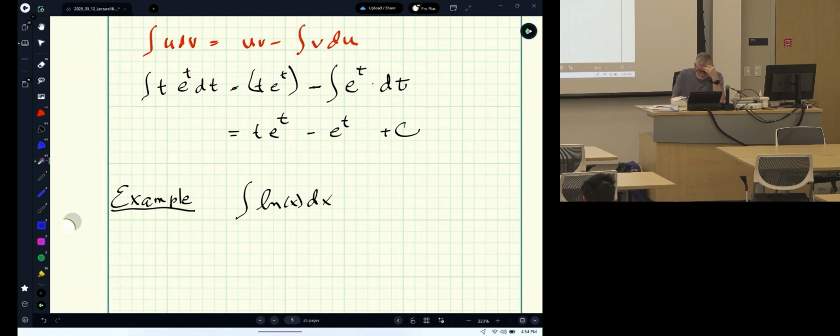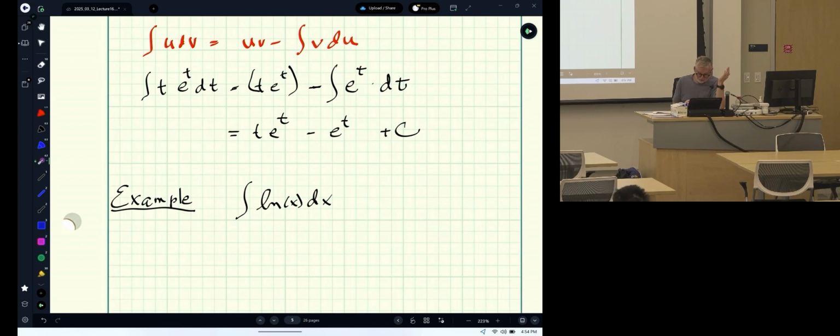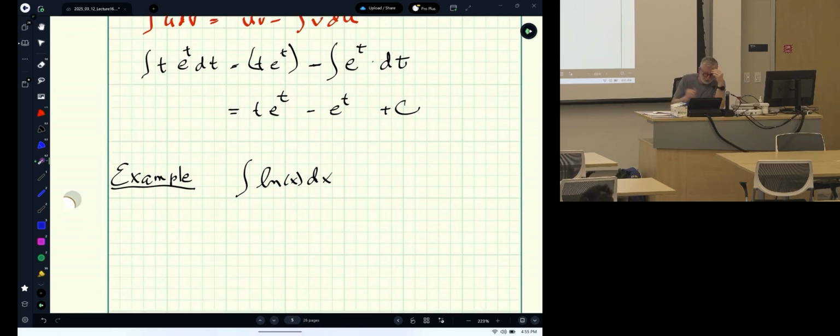Well, I don't want to integrate log of x because that's what I'm trying to do. So I can't let log of x dx be dv. So my only choice is to make it the u, and do I know how to differentiate log of x? And that's the 1 over x, okay? So that's the thought process. So that's the main thing I want to emphasize.